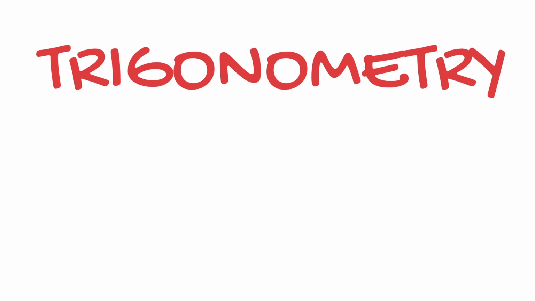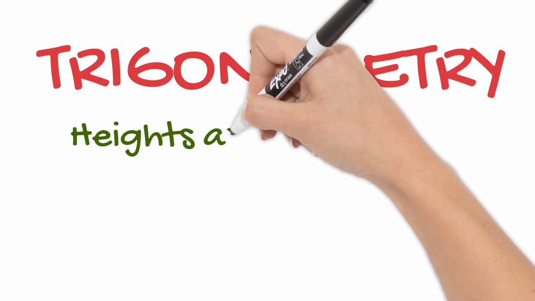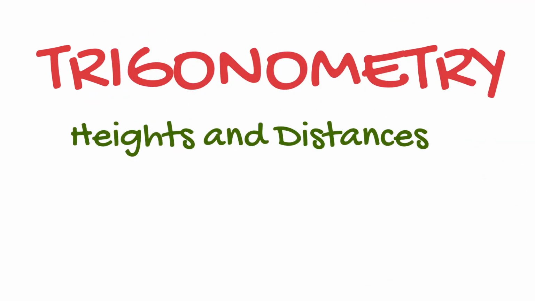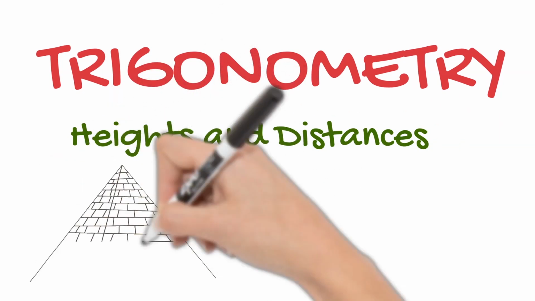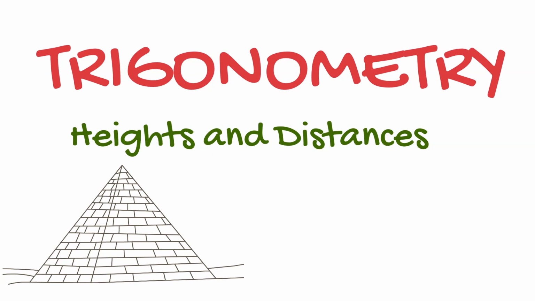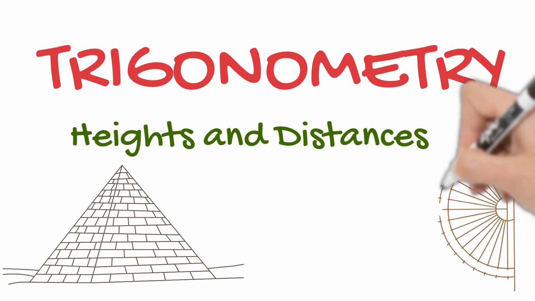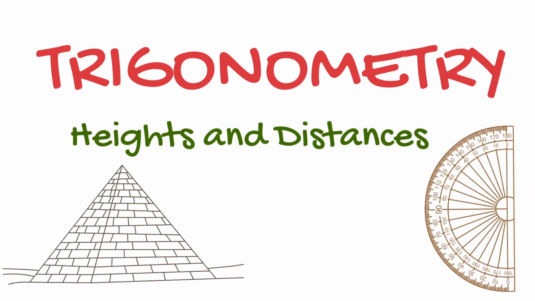In this video, we will be using trigonometry to find heights and distances. This was one of the techniques used by the ancient Egyptians to construct pyramids using a simple variation of a protractor.